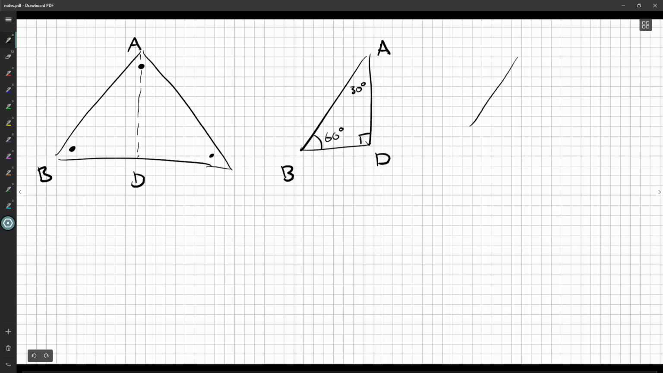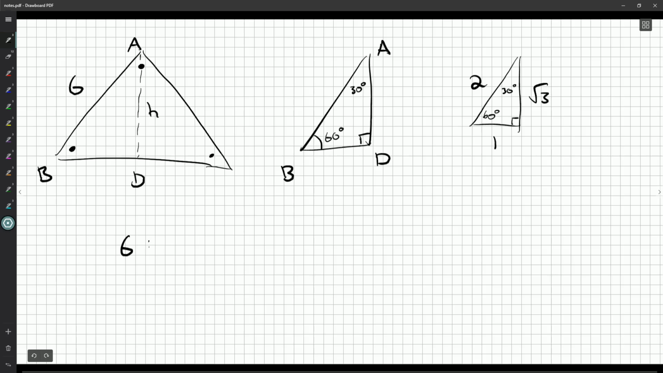And 30, 60, 90 triangles come up a fair bit in contests, so it's good to know the ratio of the various sides. So if the side length opposite the smallest angle, the 30, is 1, then the side length opposite the 60, in this case our height, is going to be root 3, and the side length on the hypotenuse, so opposite the bigger one, the 90, is 2. Now, for our particular question, what do we want? We want the height here, and we know the hypotenuse is 6.